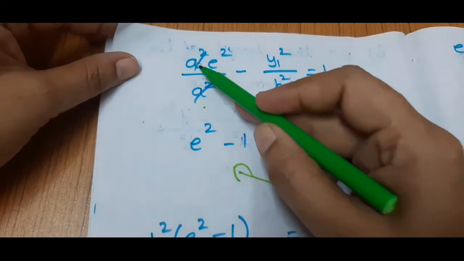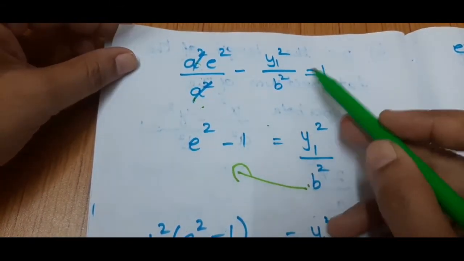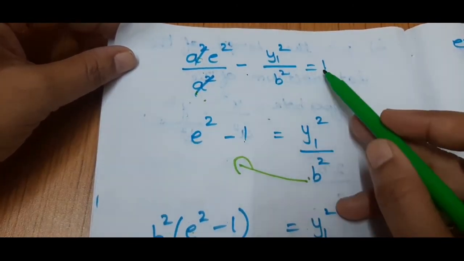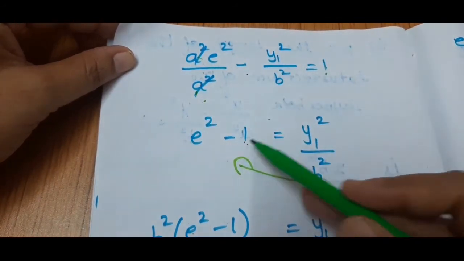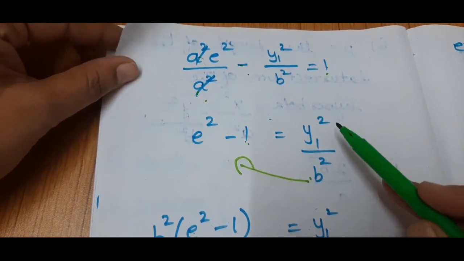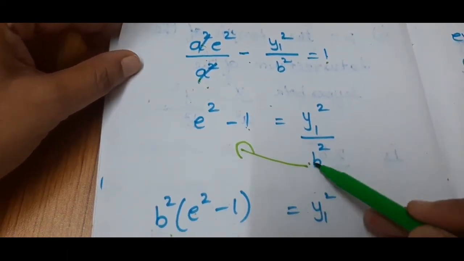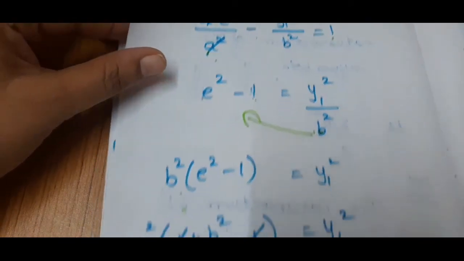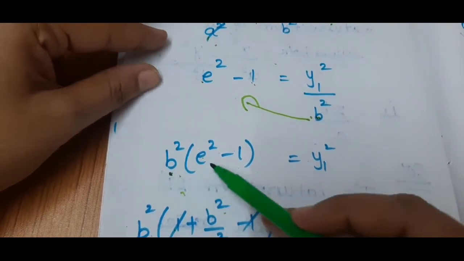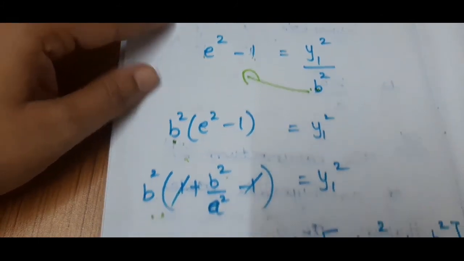So this a square will be cancelled and you will get e square. The positive 1 I can take to that side, so this will become negative 1. This negative y1 square by b square I am going to take to this side, so this will be positive y1 square by b square. After that I can take this denominator b square to the left hand side, and it goes to the numerator. So b square into (e square minus 1) is equal to y1 square.